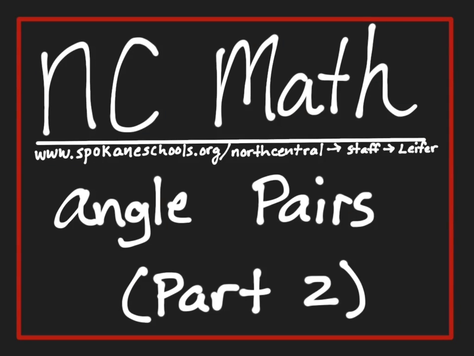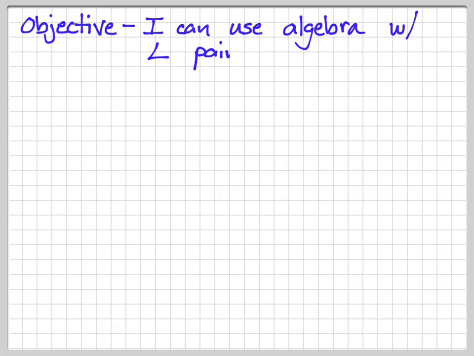Today we're going to talk about angle pairs. The objective is I can use algebra with angle pair properties. And we learned about all the different types of angle pairs yesterday, like linear pairs, supplementary, complementary, adjacent, vertical, things like that.